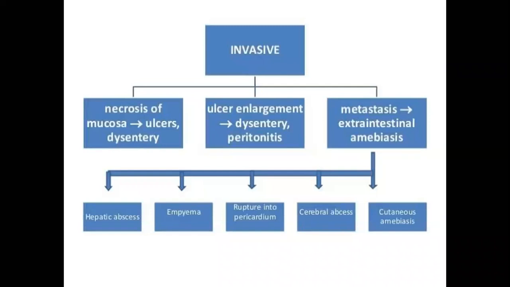Now, how does this invasive disease occur? There is necrosis of the mucosa, ulcers, dysentery. Ulcer enlargement leads to dysentery and peritonitis, and metastasis happens, giving rise to extraintestinal amoebiasis. There could be hepatic abscess, empyema formation, rupture into the pericardium, cerebral abscess, and cutaneous amoebiasis.